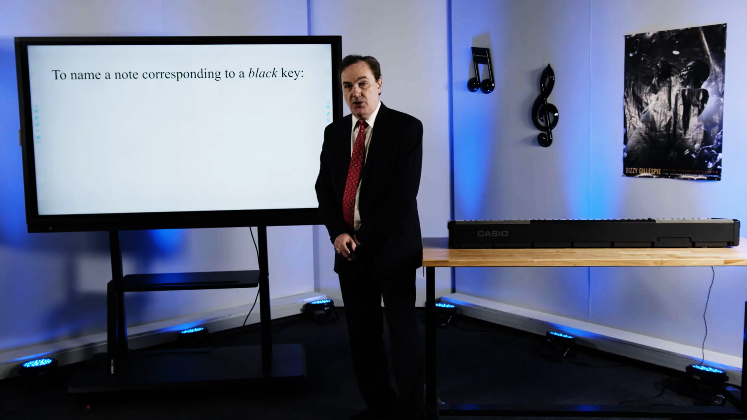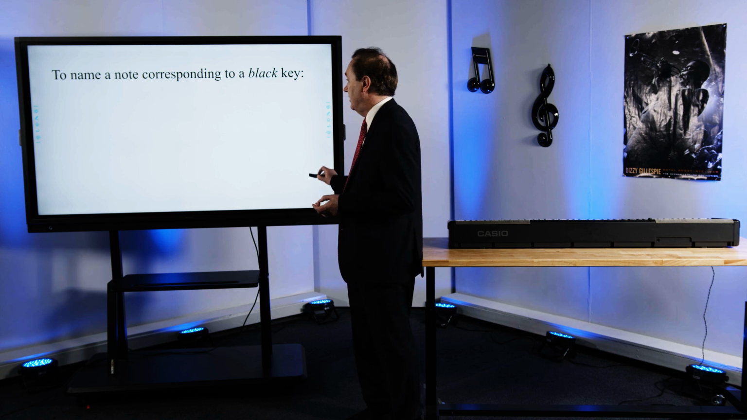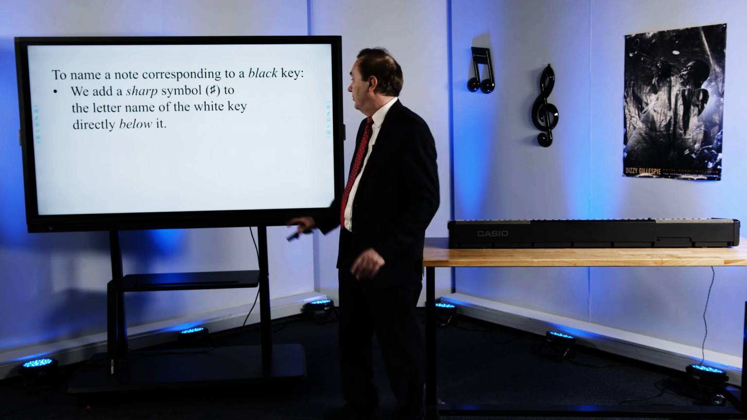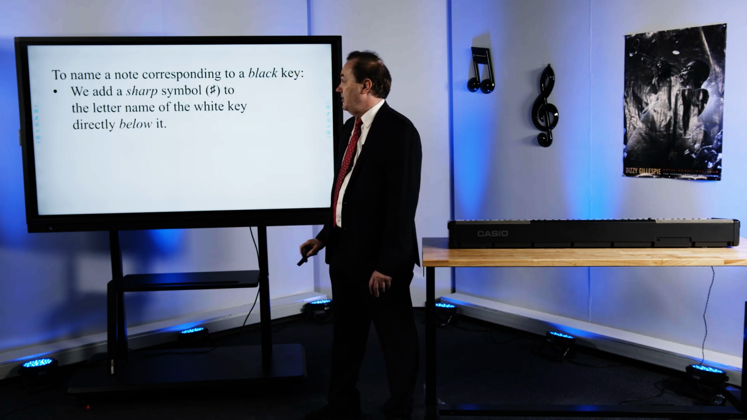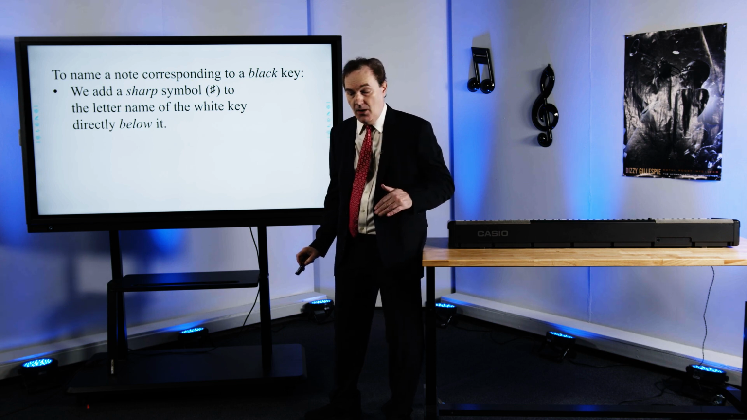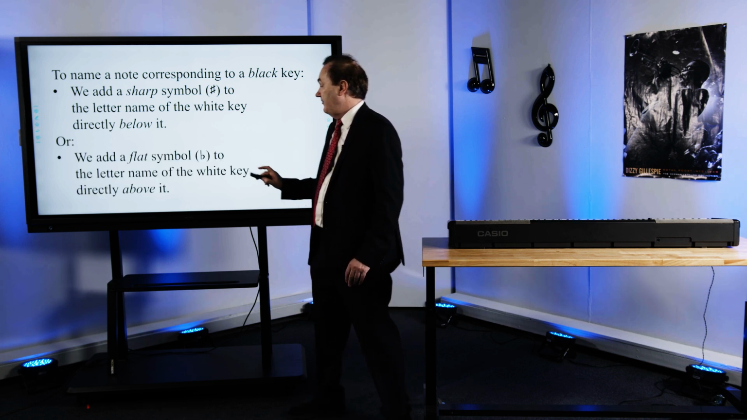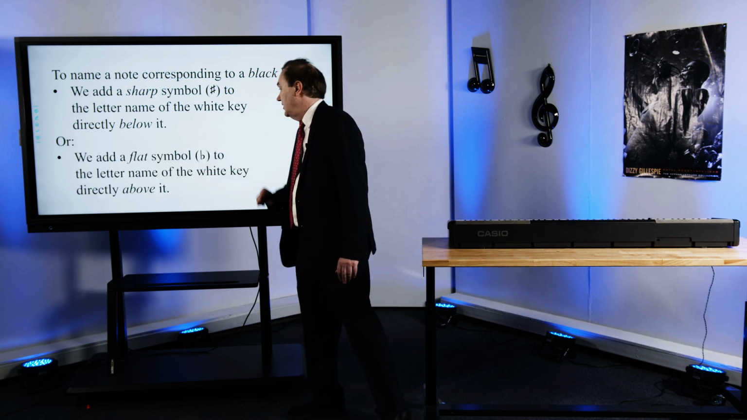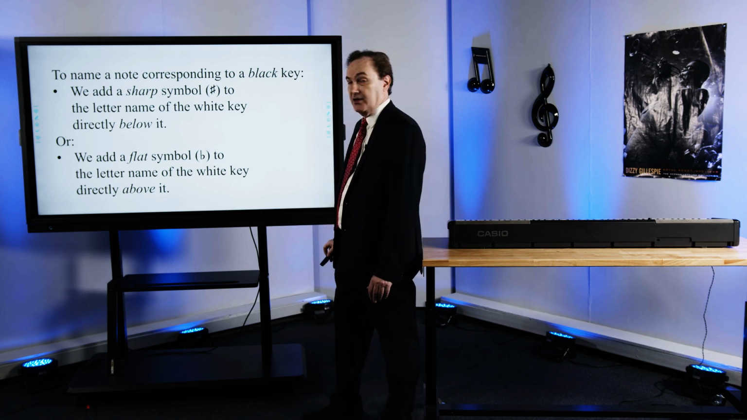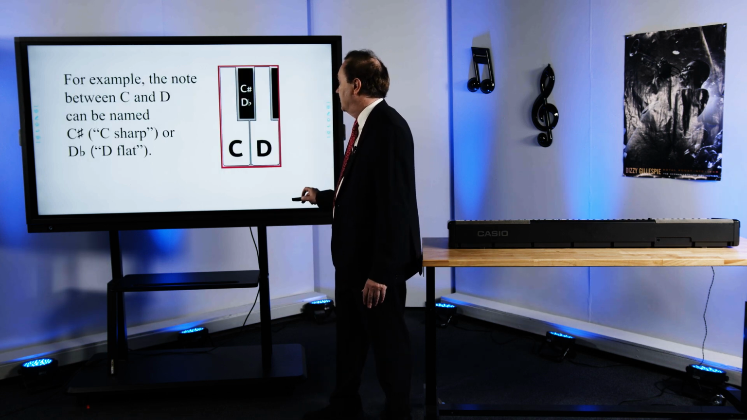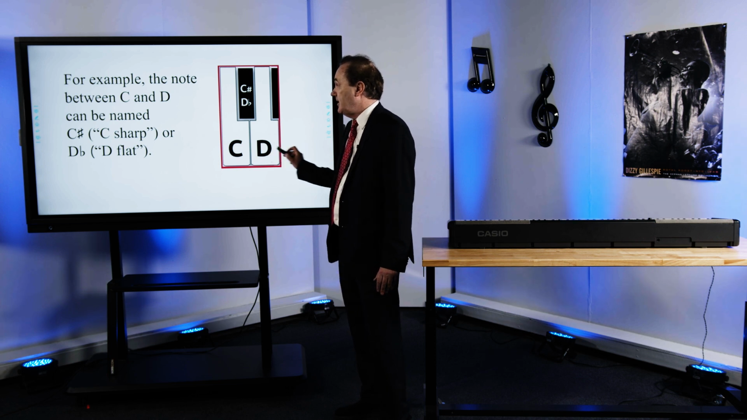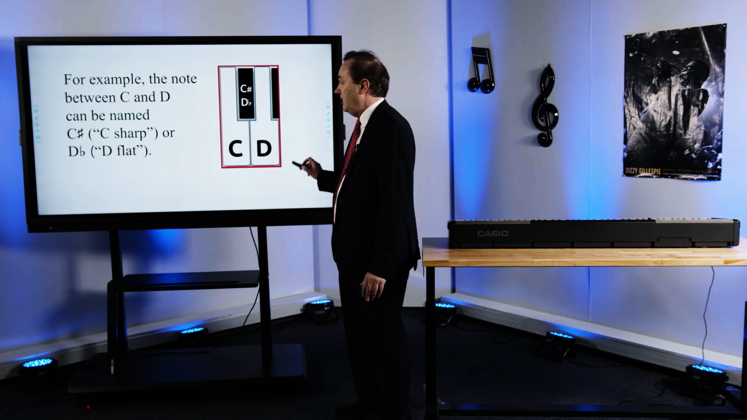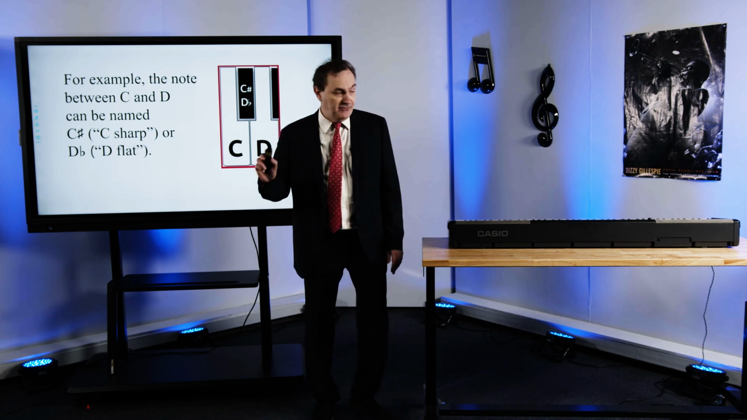To name a note corresponding to a black key, we add a sharp symbol, which looks like this, to the letter name of the white key directly below it, or we add a flat symbol, which looks like this, to the letter name of the white key directly above it. So for example, the note between C and D can be named either C sharp or D flat.